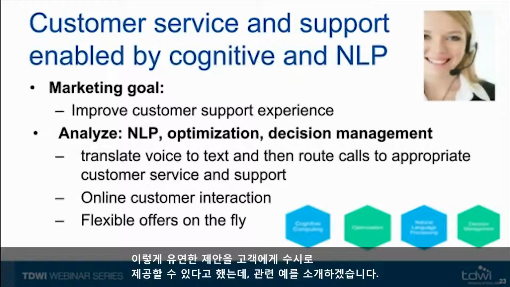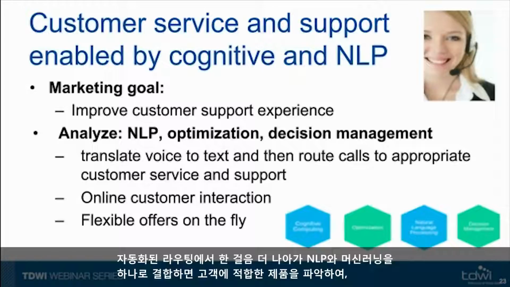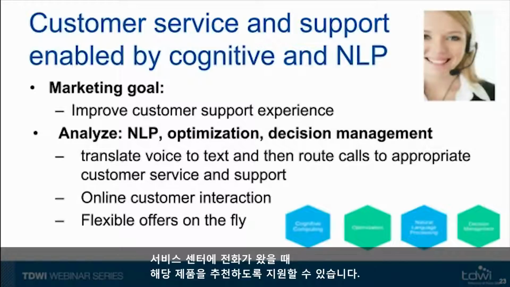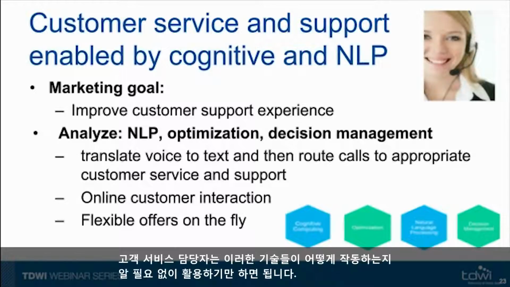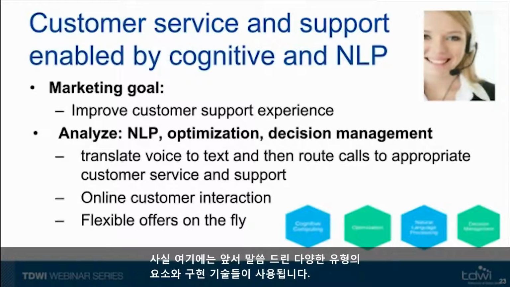And we've been talking about flexible offers on the fly. There's also that example. If you take the automated routing a step further, NLP and machine learning together can help to make suggestions, maybe even to the customer service representative who answers the call, regarding what kind of offer to speak to the caller about if it's appropriate. We talked about that earlier. The customer service rep doesn't need to know that these technologies are operating behind the scenes. They're just making use of them. This type of scenario makes use of a number of the different components and enablers that we were talking about.